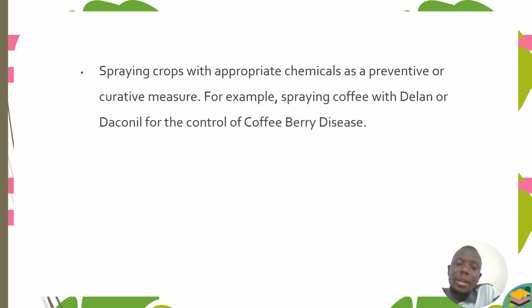We also have spraying crops with appropriate chemicals as preventive or curative measures. To prevent the disease as well as to cure the disease, you may spray the crops with the appropriate chemicals. For example, spraying coffee with Duran or Daconil for the control of coffee berry disease.